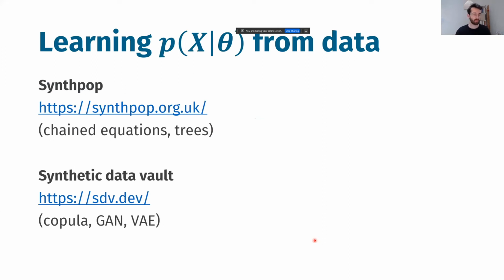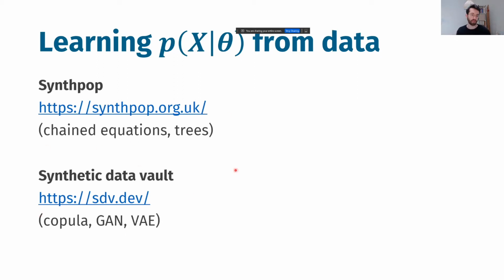And there are 2 packages that I want to mention. One is synthpop. It's made in the UK, and that uses a model called chained equations or trees, or several different models that it can use to learn the parameters from data, so that the data generating process, the statistical model, p(x | data), will represent the data very well, right? And then you can generate data from that. So this is a package to learn p(x | data), where you put your real data set in to learn those parameters.